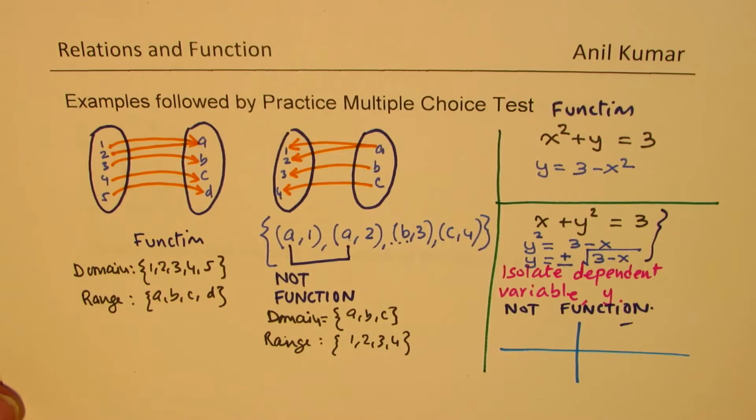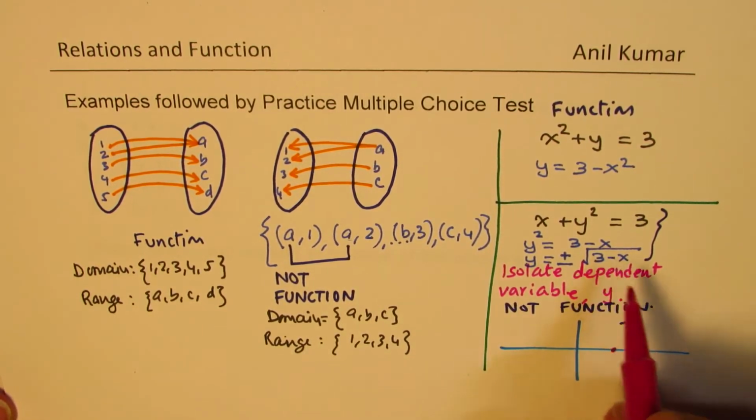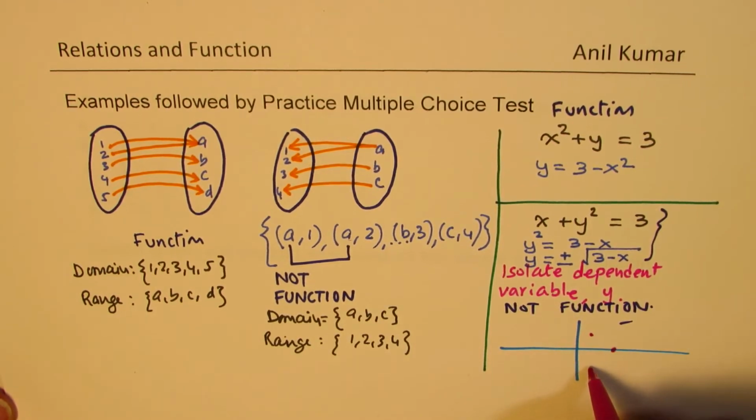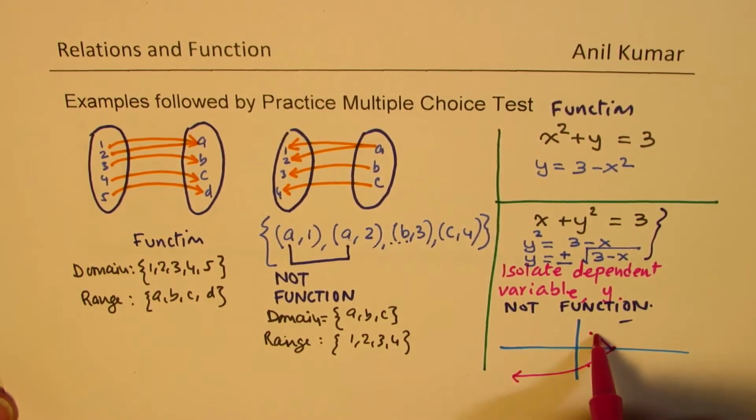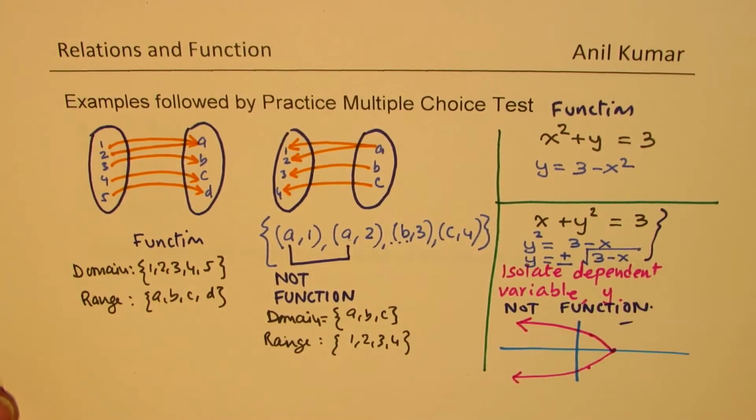right? So if I put x as 3, y equals 0, and if I put x as 2, then we get 1, right? So we get 1, but we get plus 1 or minus 1, because we have plus and minus. So we have a graph which is kind of like this. So that becomes the graph.